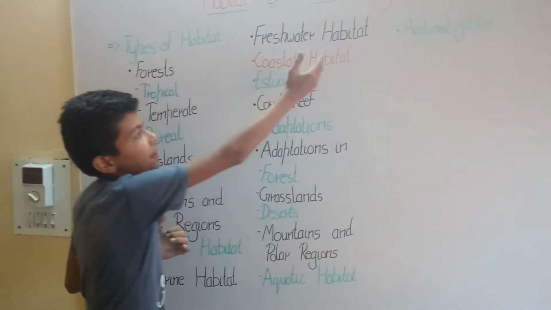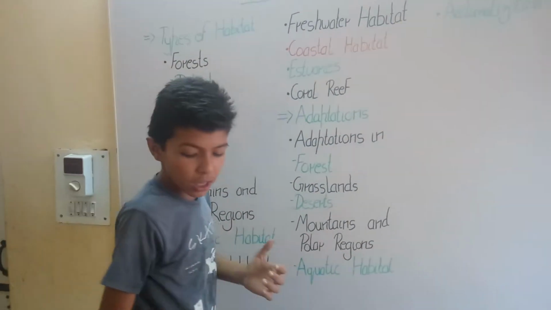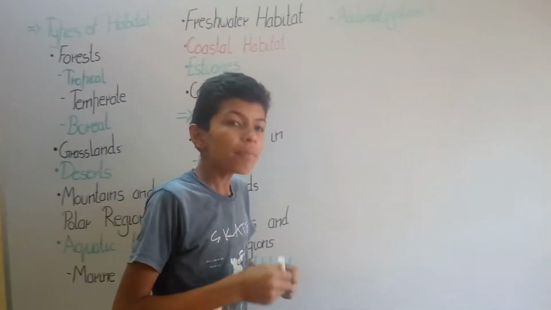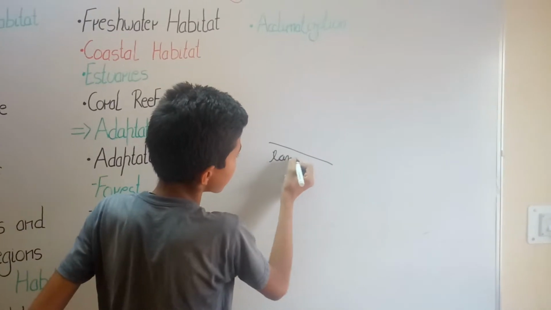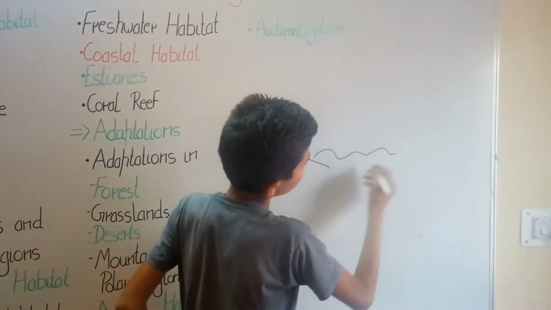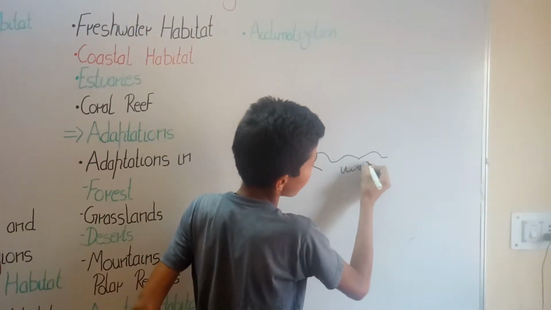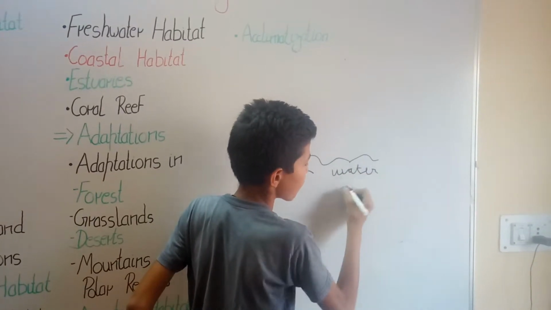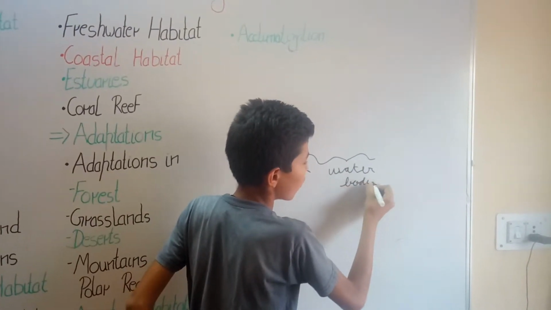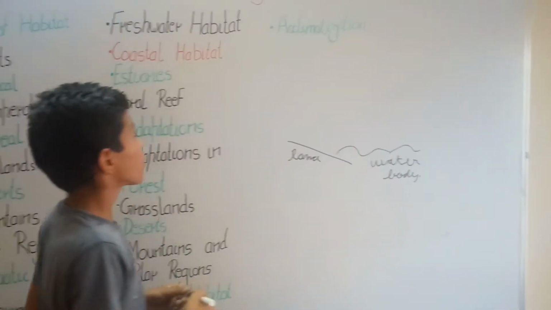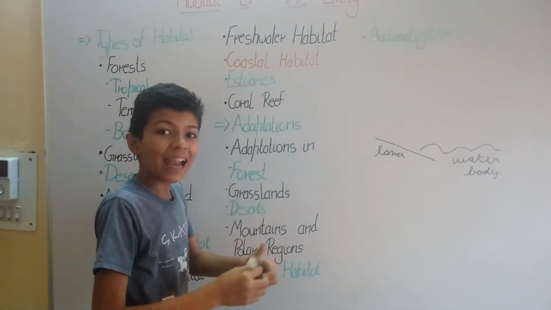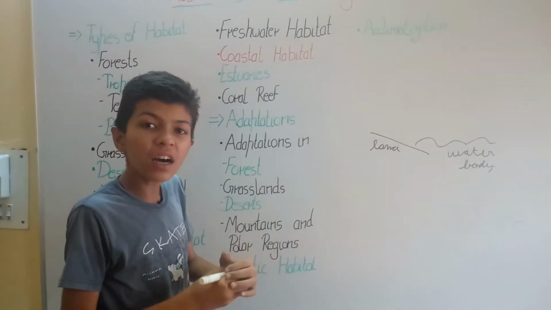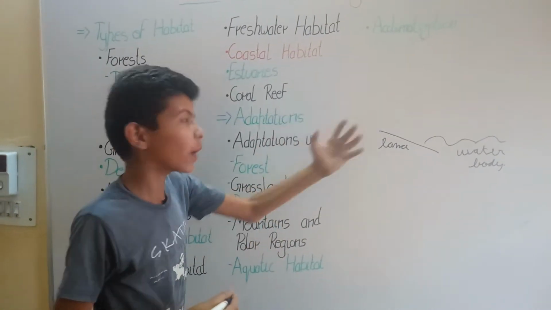Then here is coastal habitat. What are coastal habitats? Coastal habitats are habitats where land meets a water body. The trees found here are swampy, like the Sundarbans in West Bengal.